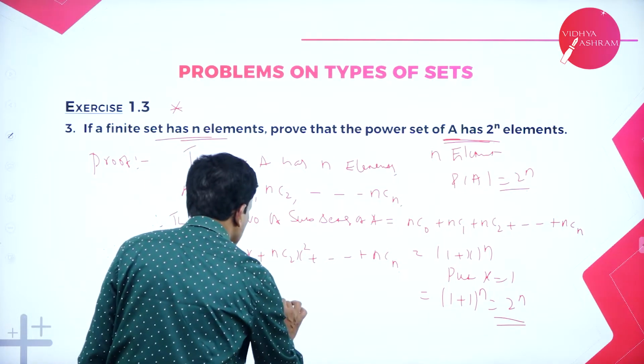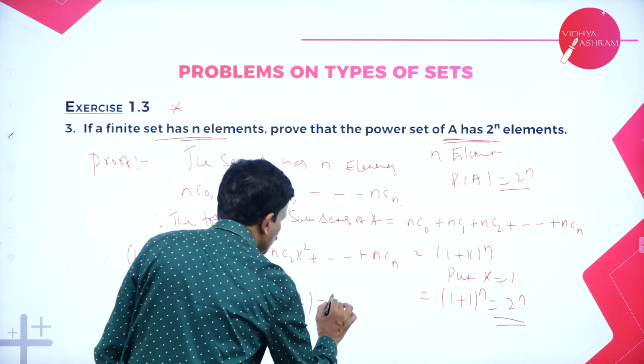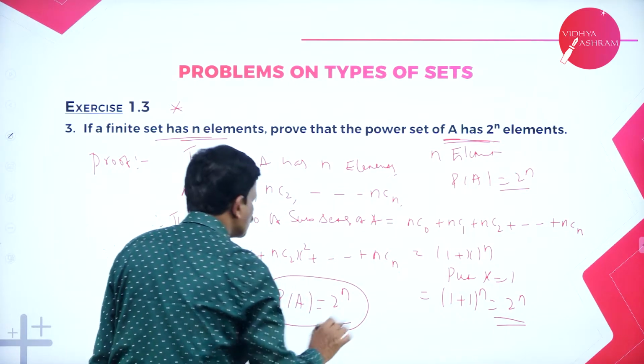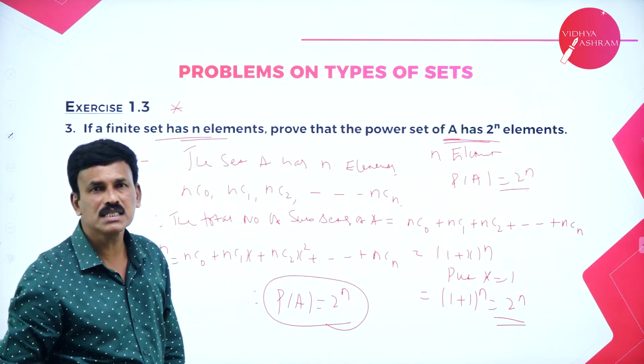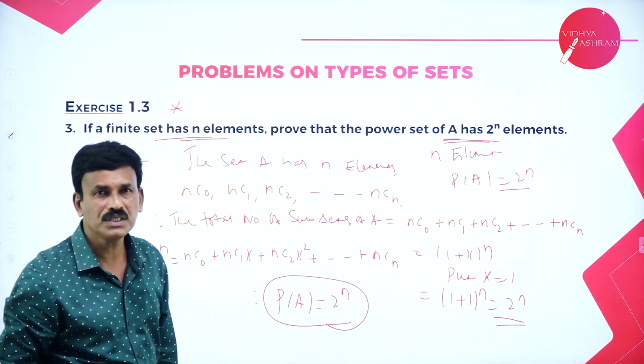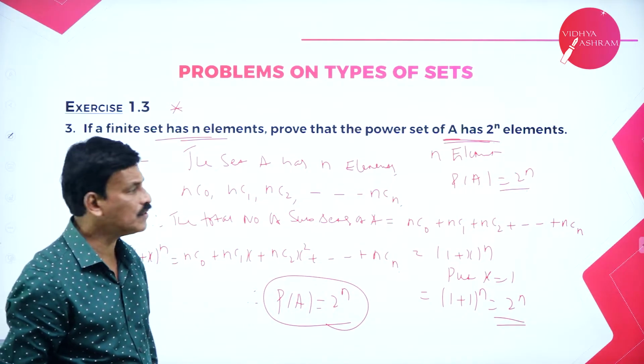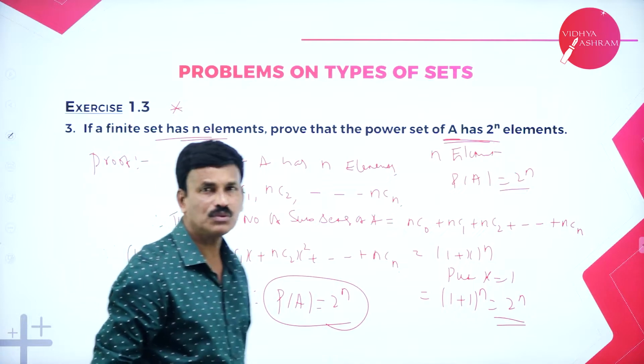So this is denoted as P of A, that is called the power set. The power set of a set A is always 2 to the power of n. So the power set has 2 to the power of n elements. That's all. Hope you followed.